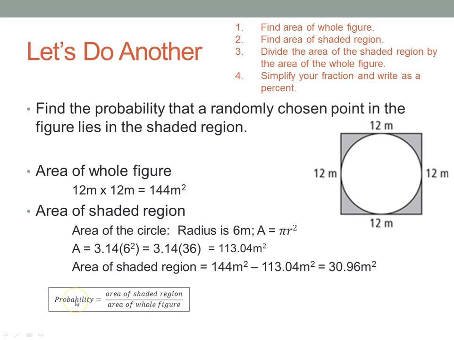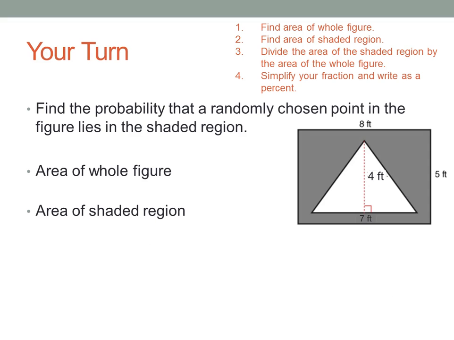Now remember what I need to do for probability. I need to do shaded region over whole figure. So there are my numbers, 30.96 meters squared over 144 meters squared. I can convert that into a fraction using my calculator. So 30.96 divided by 144, that's going to equal 0.215, and I change that into a percent by moving the decimal place over 2 places to the right and adding a percent sign. And I know we've done that work as well. So that's another example.